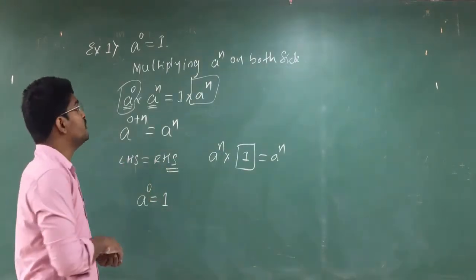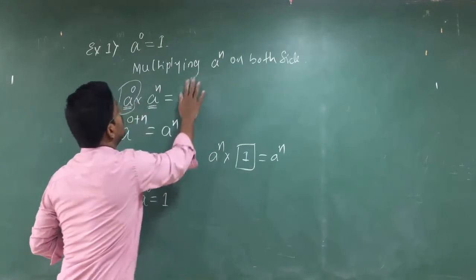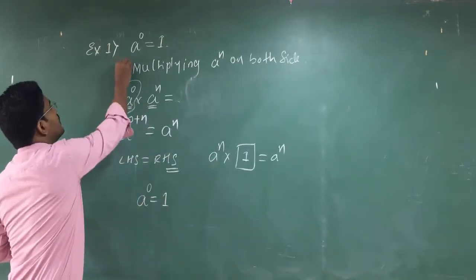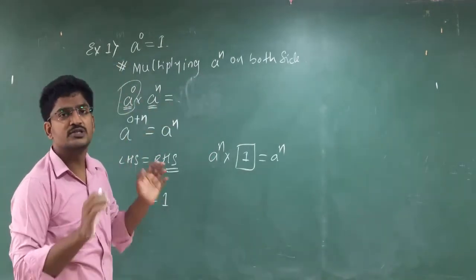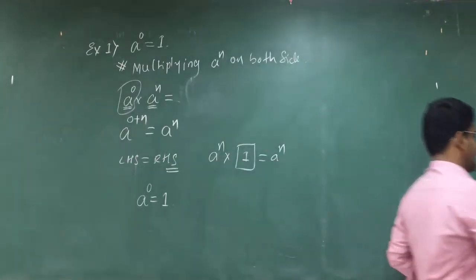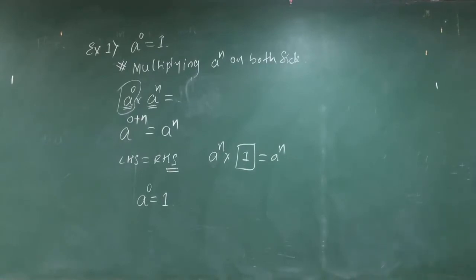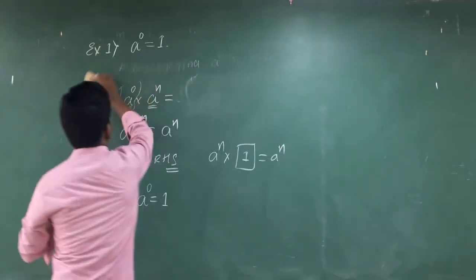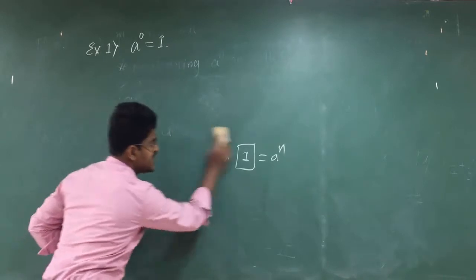Suppose if you get confused, you remove this step. Don't multiply a to the power of n on both sides. I will remove it. If you get confused, I am telling you, see another proof.